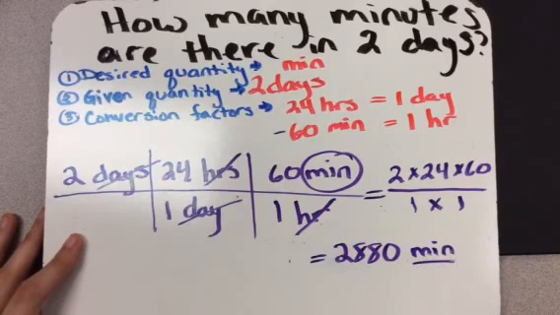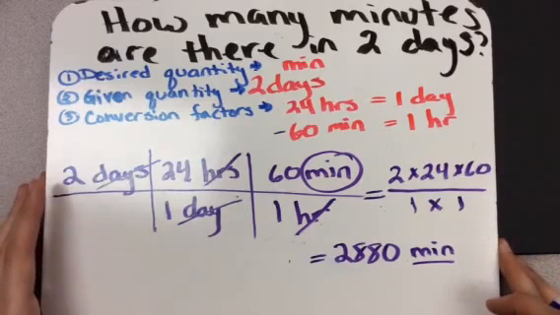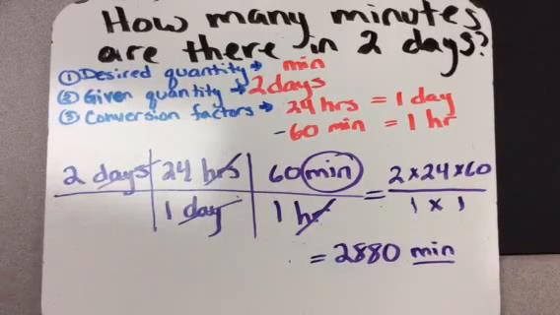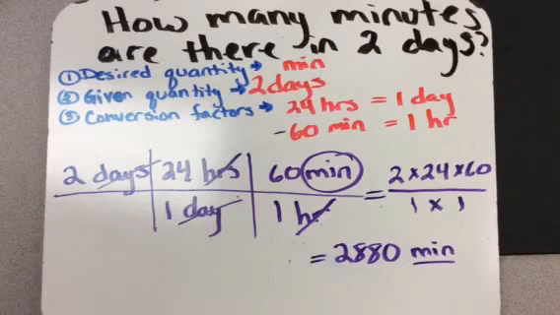2,880 minutes. Make sure that you always remember to put in your unit. Otherwise, it's just 2,880 whatever. We don't know what it is. Okay. So let's try another example, because this is just one of those things where the more examples you try and the more problems you try, the better you will get at it.